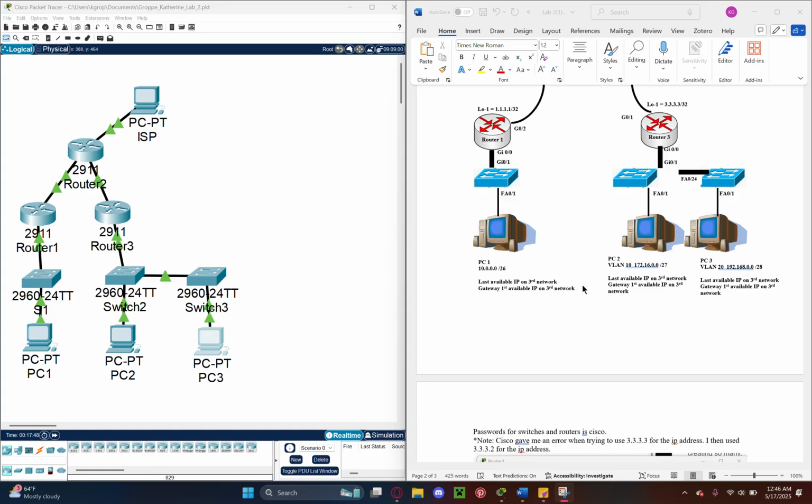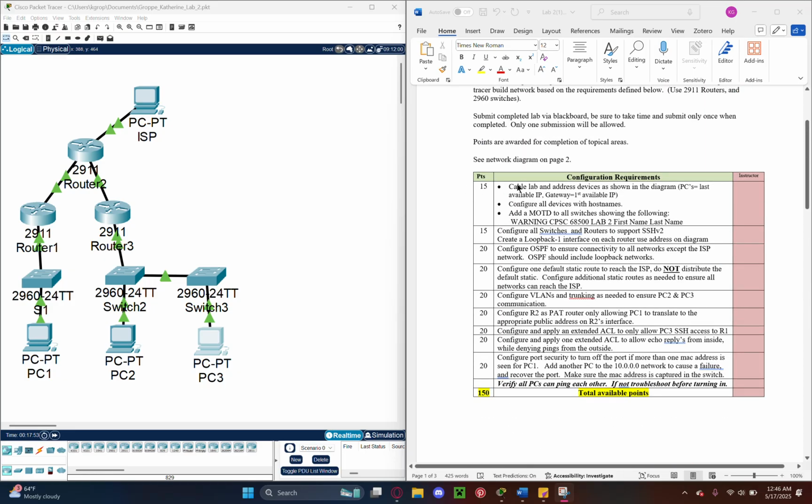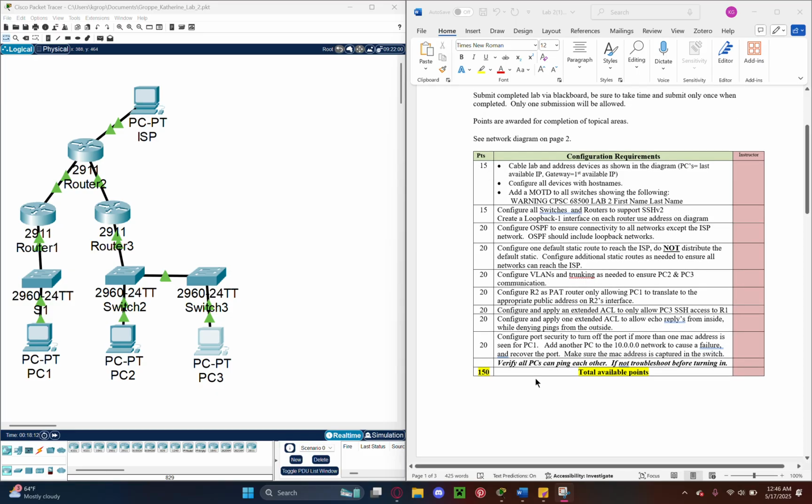This recording is discussing the first part of Lab 2, which covers the first point here: configure all switches, configure OSPF, the default static route, and the VLAN trunking. The rest of these will be included in a second video, which will be uploaded later, as part 2.